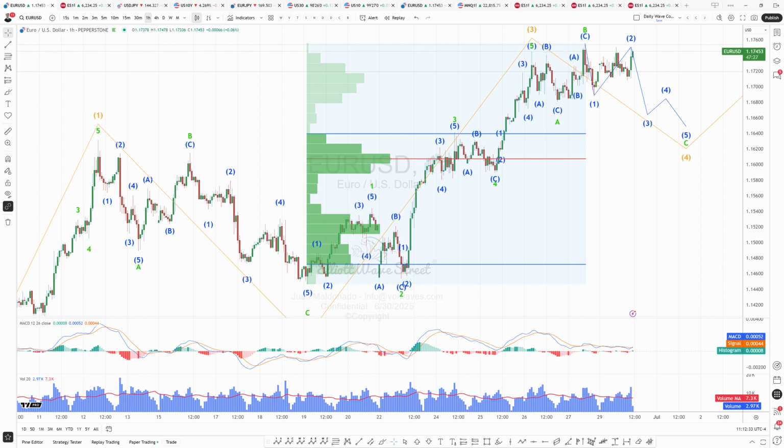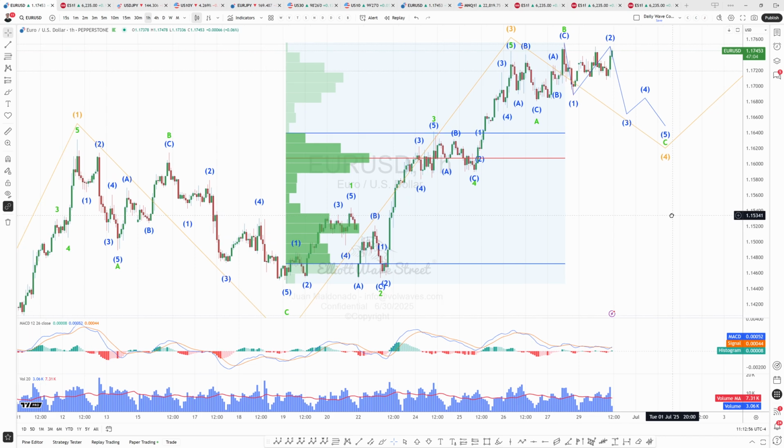Today we're going to check the euro dollar, the euro pound, the S&P futures, the EUS, and gold. So these four markets we're going to go through from the Elliott wave point of view, and of course from the institutional point of view.